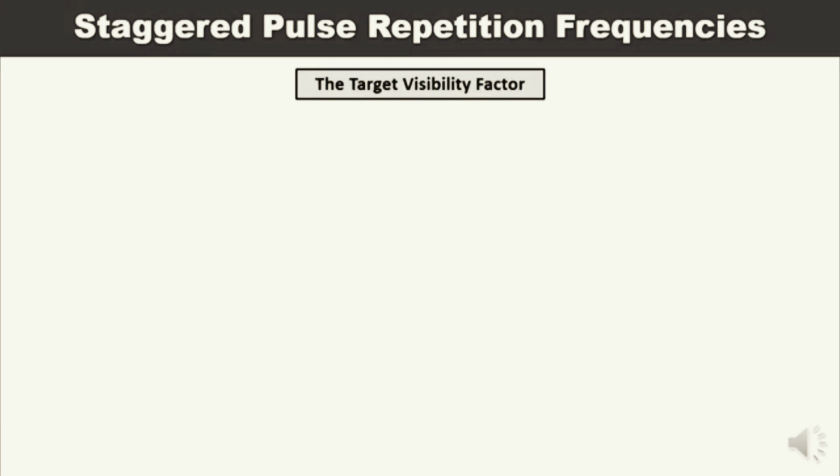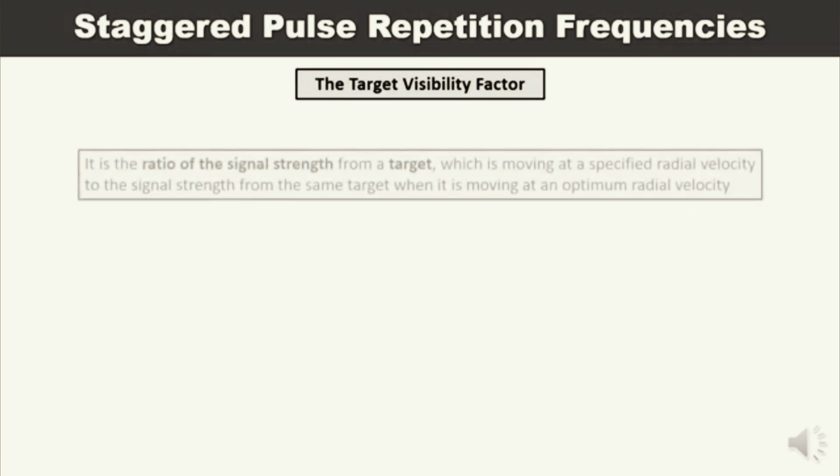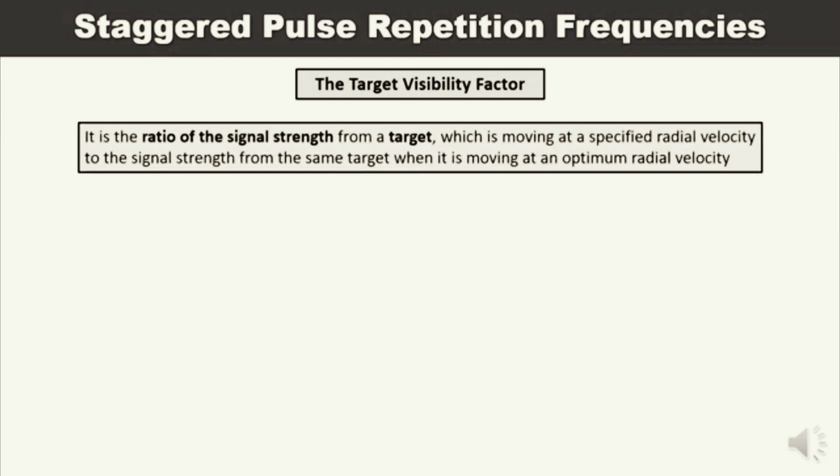Next, one more important factor is the target visibility factor. The target visibility factor is the ratio of the signal strength from a target which is moving at a specified radial velocity to the signal strength from the same target when it is moving at an optimum radial velocity. So this is also a ratio, and it defines the capability of target visibility, which is actually related to the radar performance. So this is how you can explain and relate the parameters.